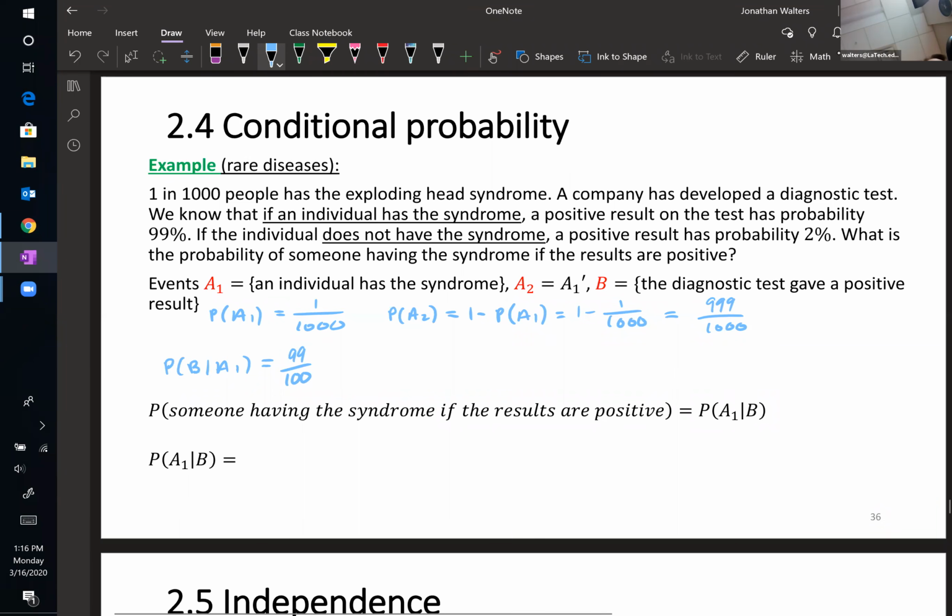So let's see, probability of B given A2 is going to be, let's see, what's the positive result probability given that the person does not have the syndrome? That's 0.02 or 2 over 100. Again, I guess we could use decimals here since they don't repeat.